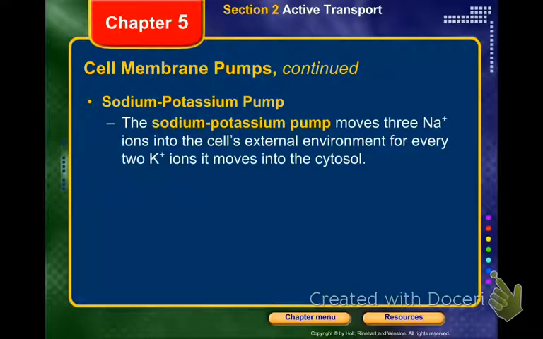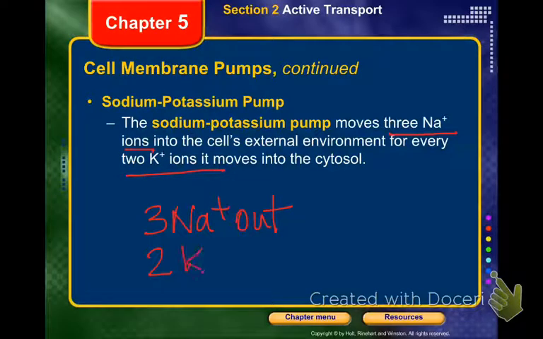So the sodium-potassium pump, okay? The key here: you're going to move 3 sodium ions for every 2 potassium ions, okay? So you get 3 sodiums out and 2 potassiums in. So you get 3 positive charges moving out, but only 2 positive charges moving in. Does that look equal to you? No, it's not. Where are you going to have a net charge build up?